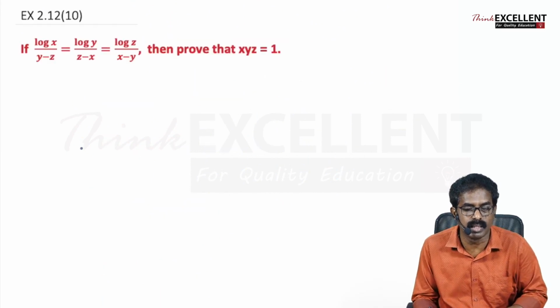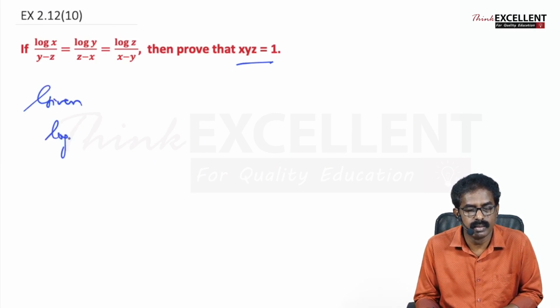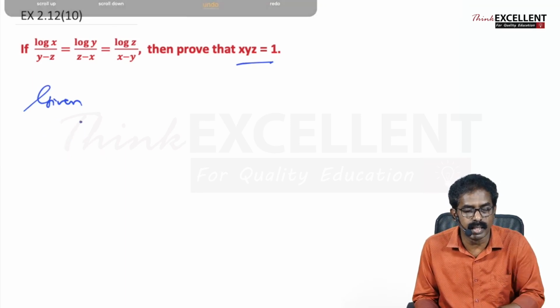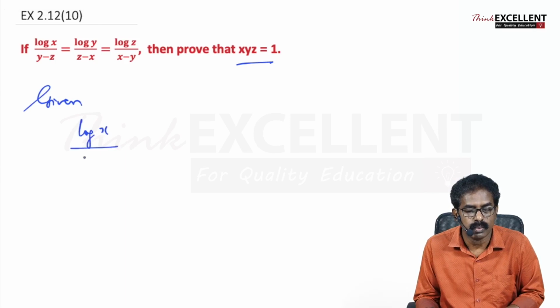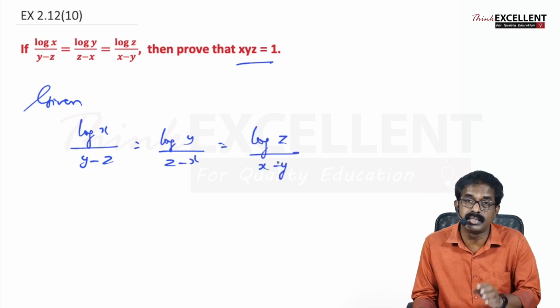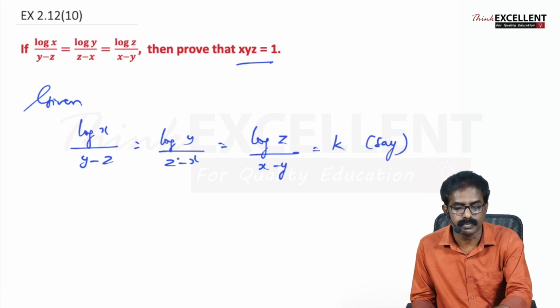See sum number 10. Again prove that there is a condition. What is given here? Log x by y minus z, equal to log y by z minus x, equal to log z by x minus y. These three expressions are equal. I am taking each one as say k.